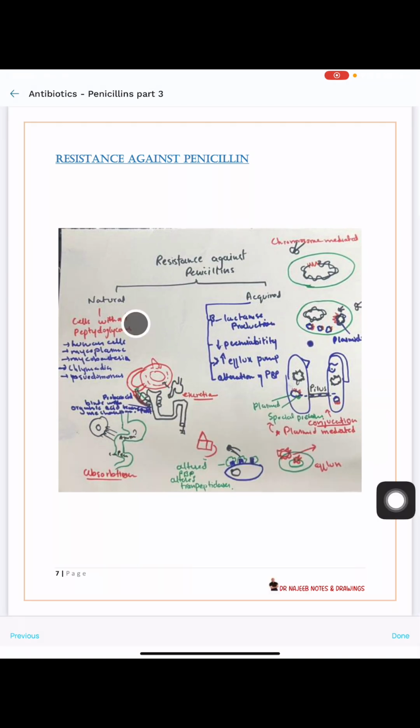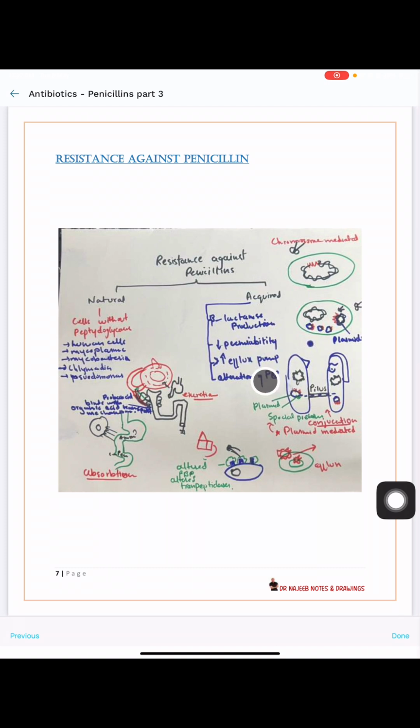In the overview again we are seeing the resistance against penicillin, natural and acquired. Natural is cells that are without peptidoglycan. All of them have resistance against penicillin. Penicillin goes to the PBP and prevents transpeptidation. So anything that does not have a peptidoglycan won't be killed by penicillin. Those are human cells, mycoplasma, mycobacteria, chlamydia and pseudomonas. They do not have peptidoglycan and hence they are okay.